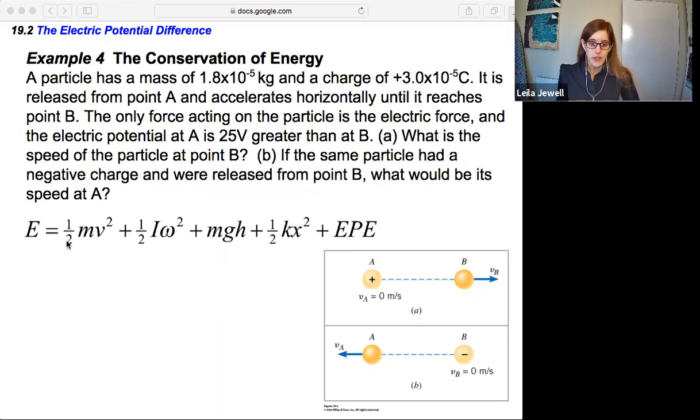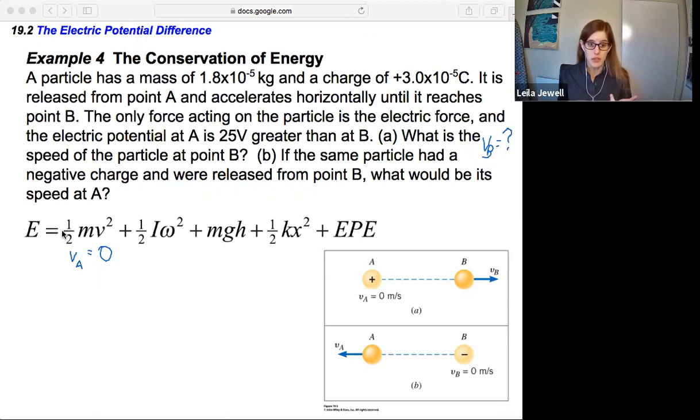Now, if we're thinking about the energy, we have to figure out which terms are actually relevant. So 1/2 mv squared. Is the particle moving? Well, initially, it's released from A. If it's released from A, that means it's released from rest. So I'd say that the velocity at A is equal to 0, so there's no kinetic energy. But what about at B? Well, that's what we're solving for, right? We want to find the speed at point B. So that's probably not 0.